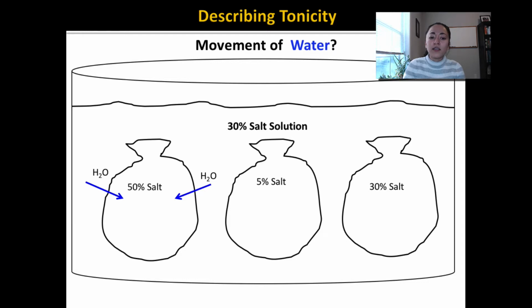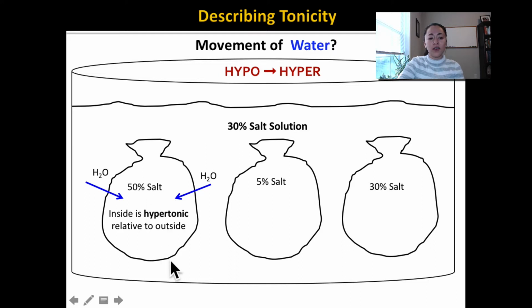Remember that water always moves to an area with a higher solute concentration, so water will go into the bag. So is the inside of the bag hypertonic or hypotonic relative to the outside of the bag? Remember what I said to memorize. Water always goes hypo to hyper. So since the arrow is pointing this way, the outside of the bag is hypo, the inside of the bag is hypertonic. Also, hyper means more. So this is the area that has a higher solute concentration.